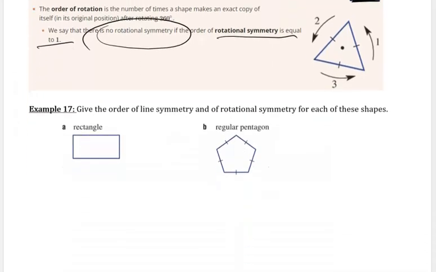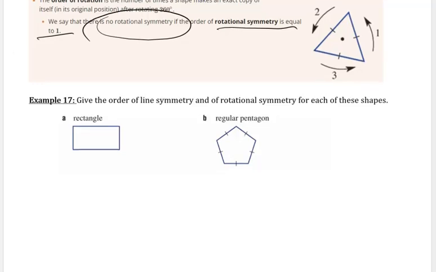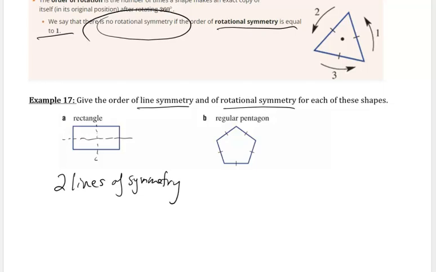So I'm going to give the line symmetry and rotational symmetry for each of these shapes. So the line symmetry is, for a rectangle, we have this one, and we have that one. So it has two lines of symmetry, and no more than that.